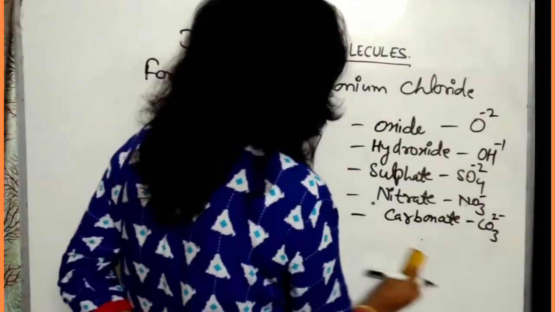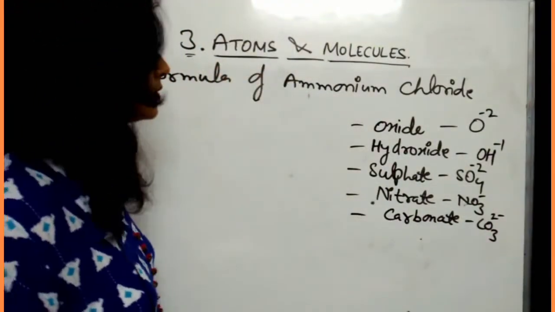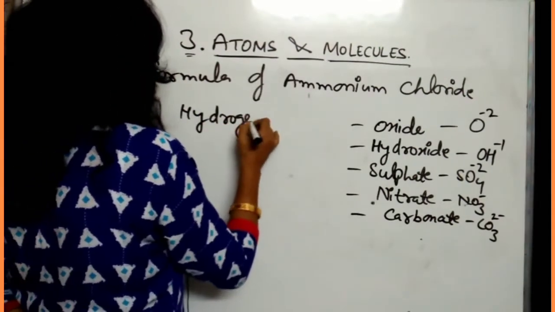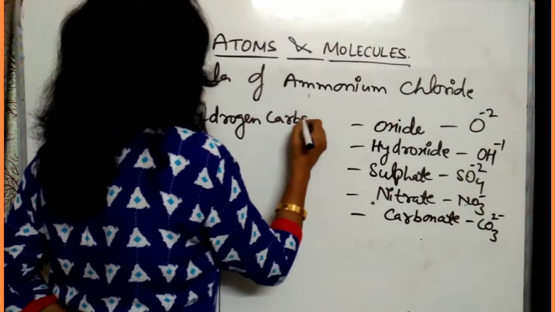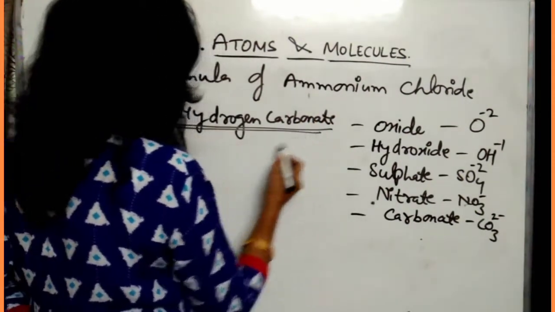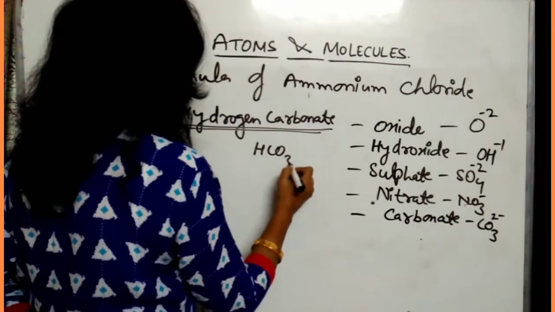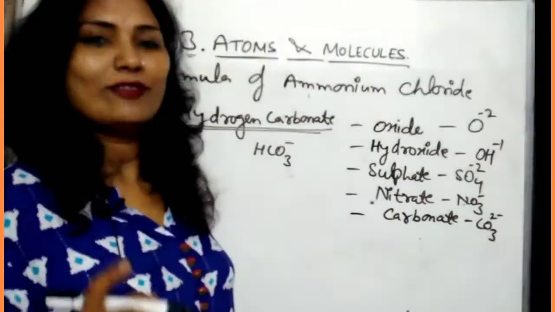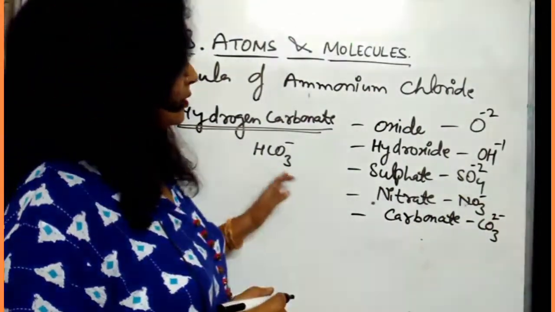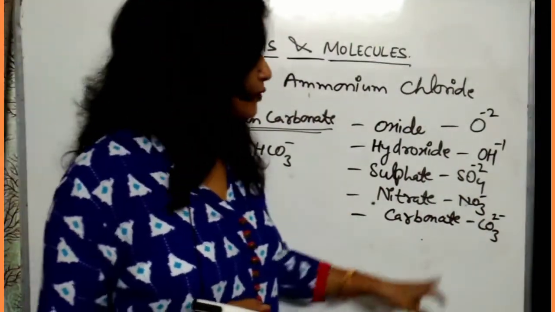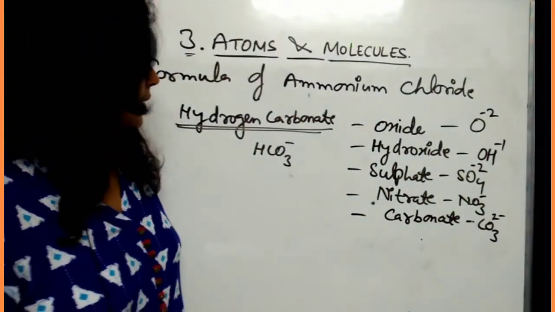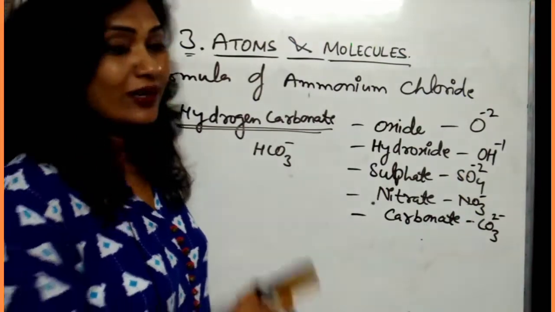We can write here hydrogen carbonate. What is written for hydrogen carbonate? HCO3 and -1. It means its valency is -1. So these are the common radicals from which we can make the different formulas. So learn them.